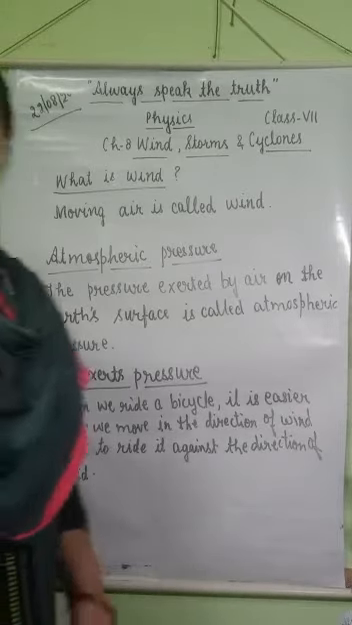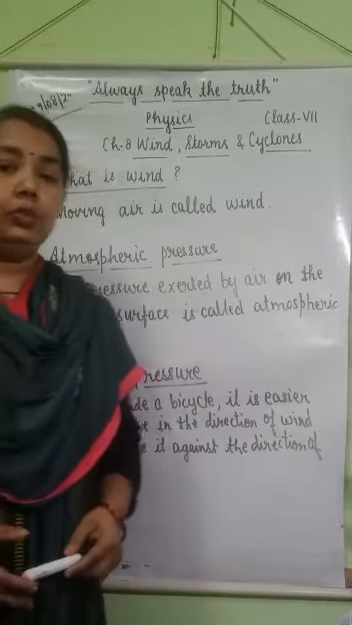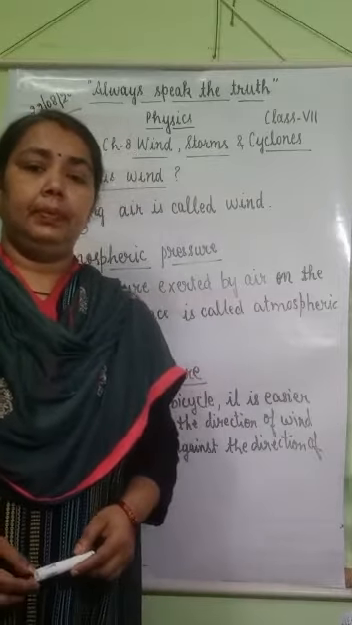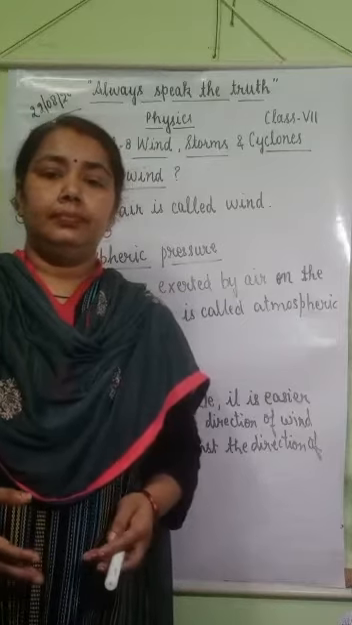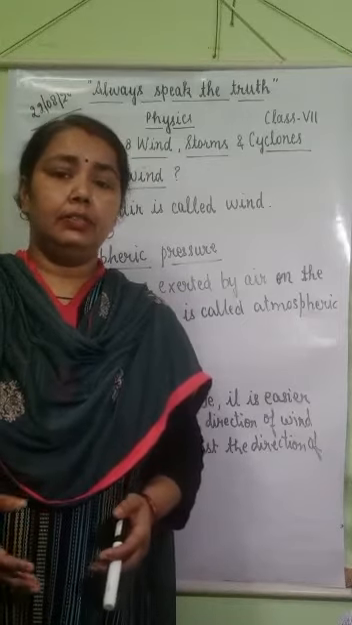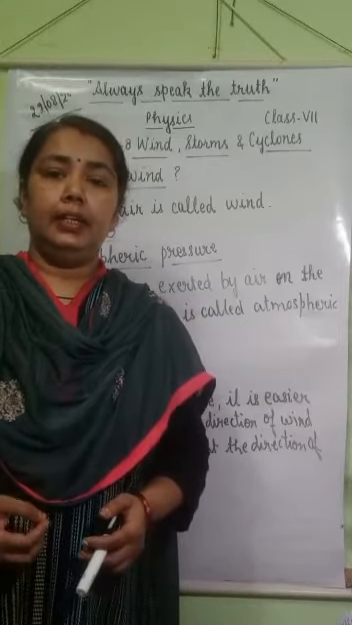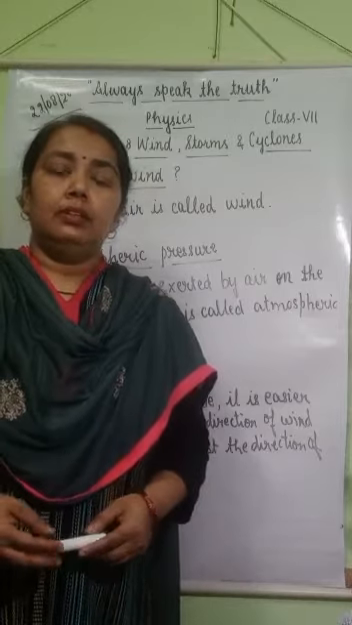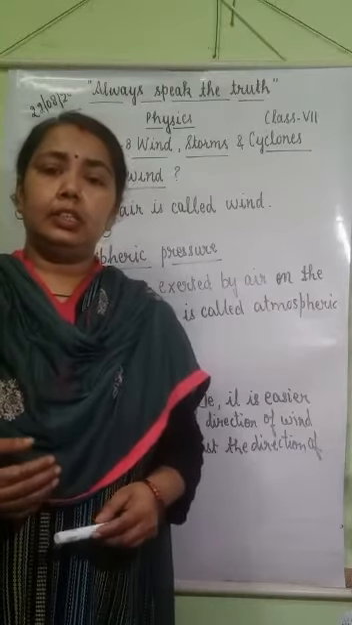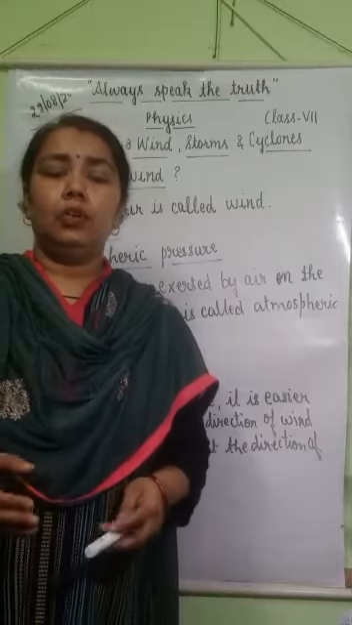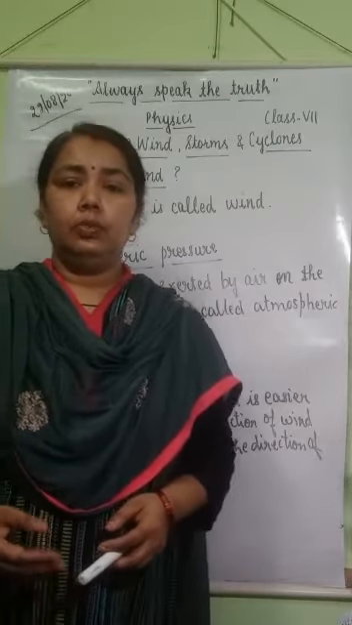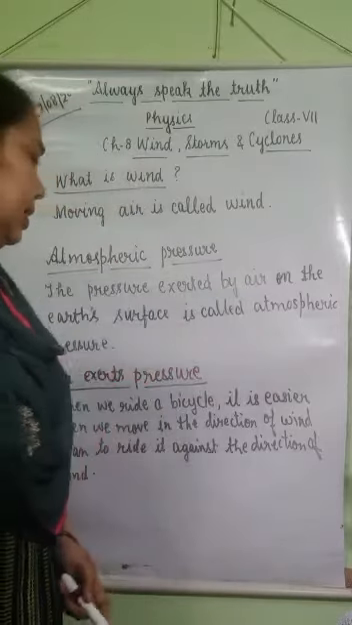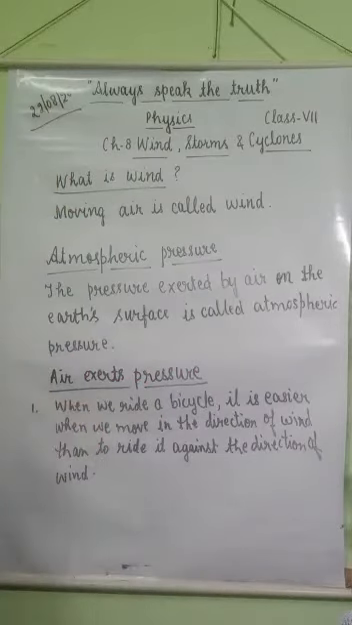When air is filled in a bicycle tube, it inflates. Inflates means it becomes large due to the air filled inside it. So the bicycle tube inflates because of the pressure exerted by air on the tube. So in this way we can say that air exerts pressure.